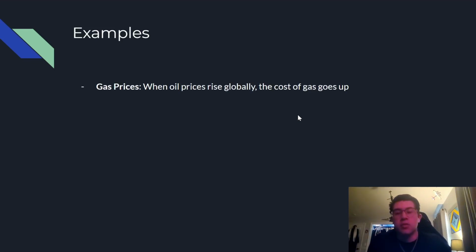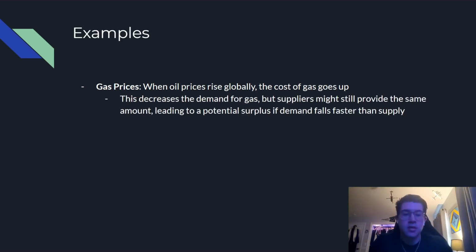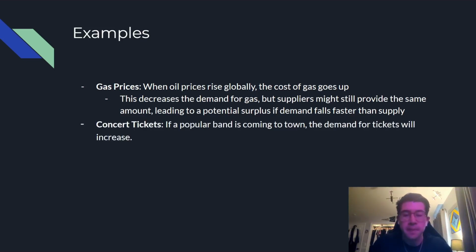Now here's some examples. First, we have gas prices. I'm sure we're all familiar with this. So when oil prices rise globally, what's going to happen to the gas? The cost of gas is going to go up. Now, what is this going to do? Decrease the demand for gas, but suppliers might still provide the same amount, which could lead to a potential surplus if the demand is less than the supply, right?